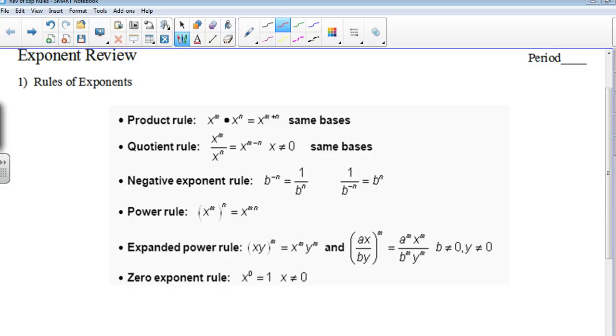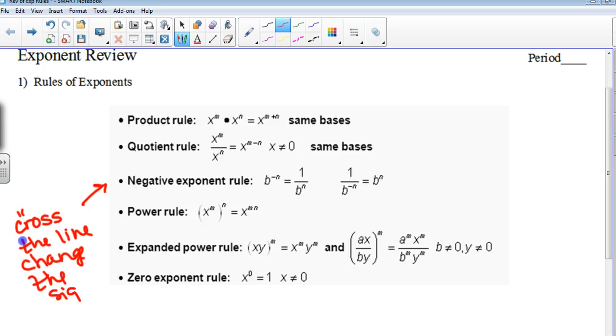I'm going to write my hint on here for you. This whole negative exponent thing tends to confuse students. This is my silly phrase. Actually, I think it was probably Miss Adams' phrase first. Cross the line, change the sign. When you want to get rid of that negative exponent and make it into a positive exponent, it needs to move across the fraction bar. Cross the line, change the sign.